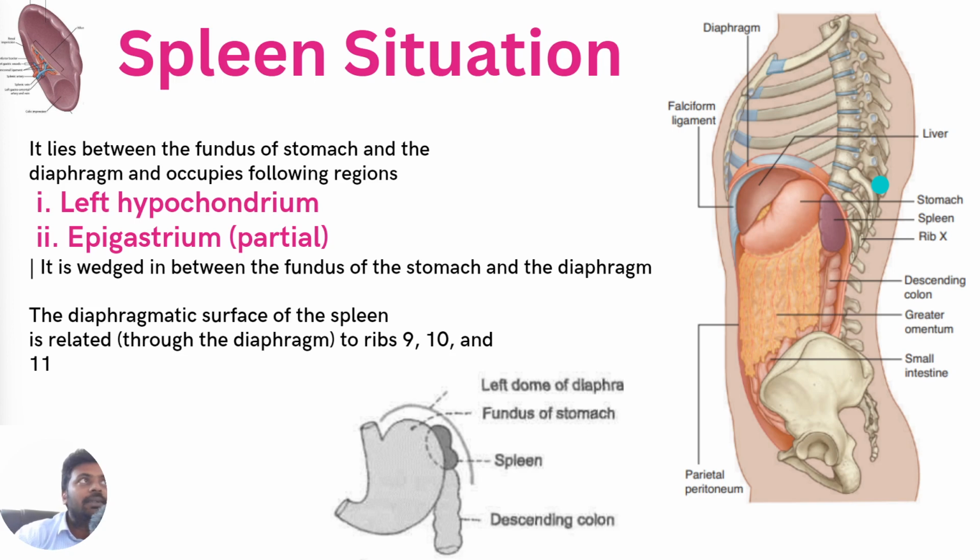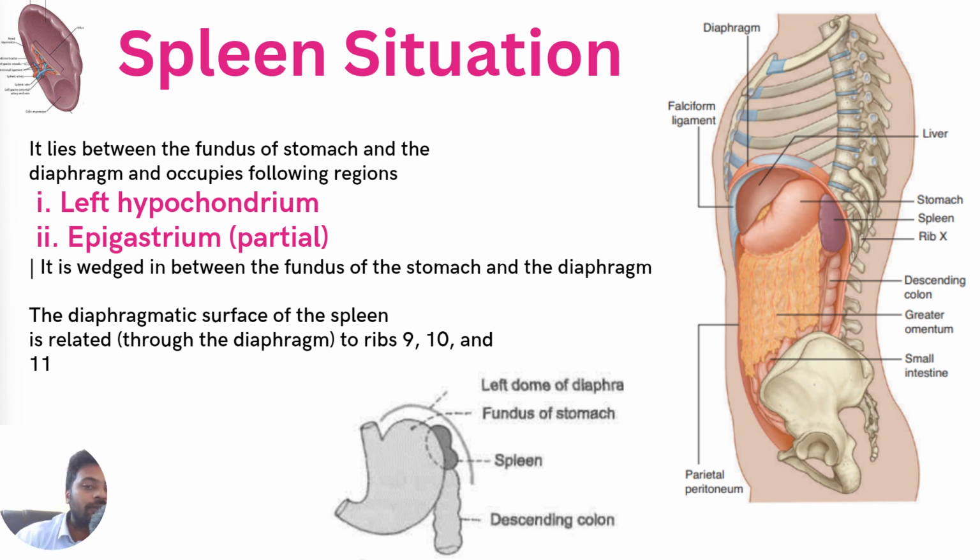So, spleen situation: it lies in between the fundus of the stomach and the diaphragm. Characteristic features of the spleen. Spleen is a highly vascular and elastic organ. Spleen is purple in color. This organ moves with respiration. This is not essential for life. Splenic parenchyma may regenerate after partial removal of it. Normal spleen contains approximately one-third of the total body platelets and a significant number of neutrophils.